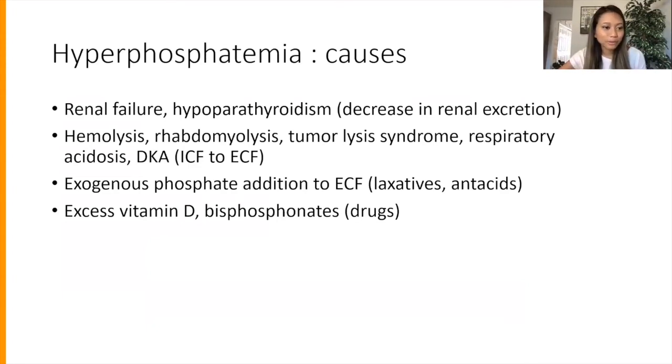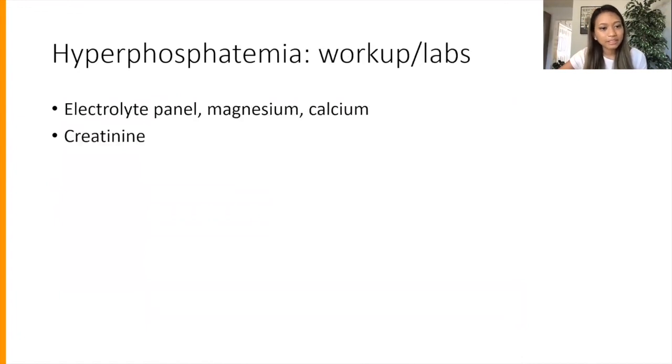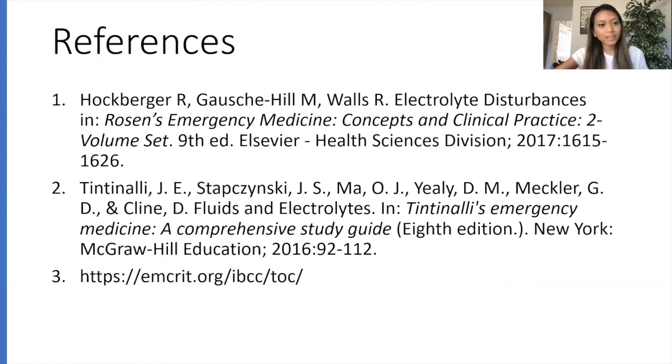So it causes renal failure, hemolysis, excess vitamin D. Next. Again, electrolyte panel. You can do dialysis, phosphate binders. Obviously, don't give them vitamin D because that increases phosphate. Next. Okay, there we go.